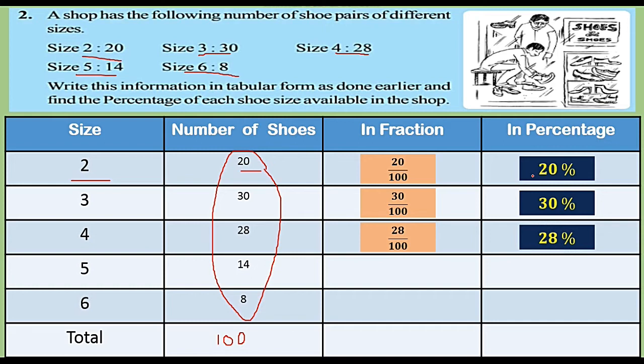Next one, size number 5, 14 number of shoes. So 14 upon 100 in fraction and in percent it will be 14 and the symbol for percent. And the last one, size number 6, number of shoes is 8. So 8 upon 100 in fraction it will be 8 upon 100 and in percentage it will be written as 8%.